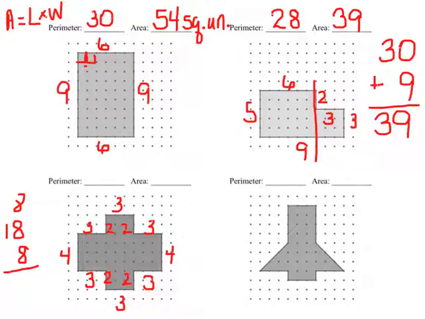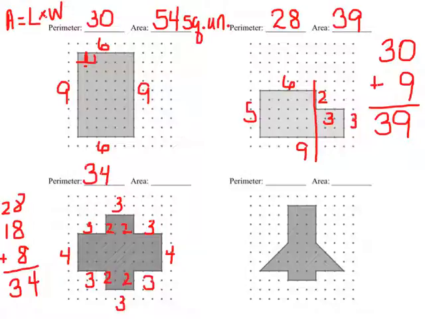So for my perimeter, I'm adding all my sides together. I need to add. I get 8, and 8 is 16, and 8 more is 24. And carry the 2, and 2 and 1 is 3. So my perimeter is 34.